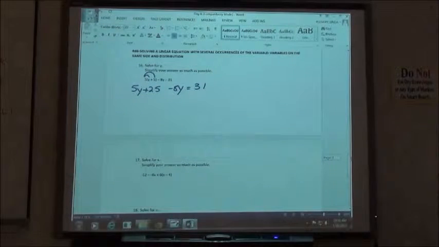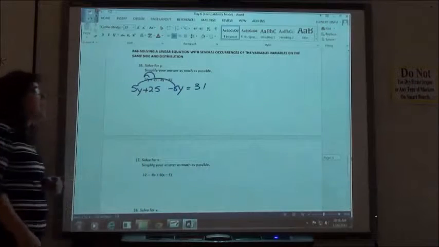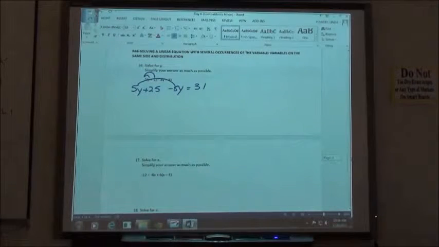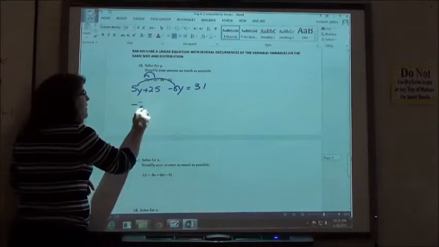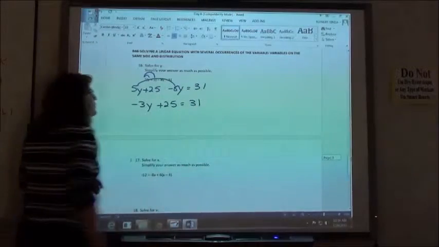Normally, the second step you do is combine the like terms that are on the same side of the equal sign. You don't want to have more than 2 terms on any side, so you're going to put together what you can. In this case, the 5 and the negative 8 are going to go together. You're not moving them, so the signs aren't going to change. You're just putting them together. 5 minus 8 gives me negative 3y plus 25 equals 31.